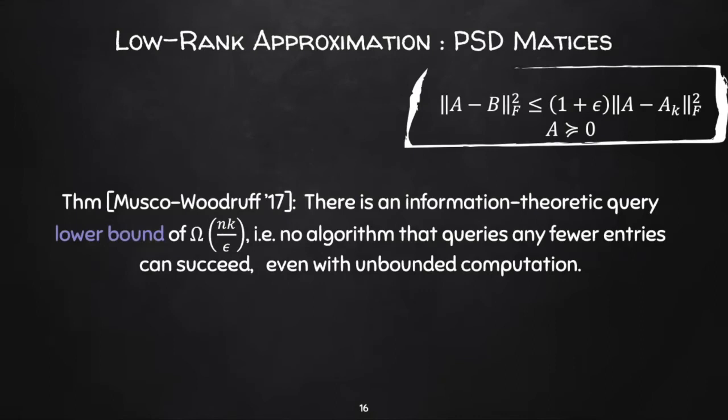Musco and Woodruff continue to show an information theoretical lower bound on the number of queries that you have to make to the matrix. And in particular, they show that a linear dependence in n, k, and epsilon is necessary. In other words, if you query any fewer entries, even with access to unbounded computation, you cannot get a constant approximation to the low rank approximation objective.